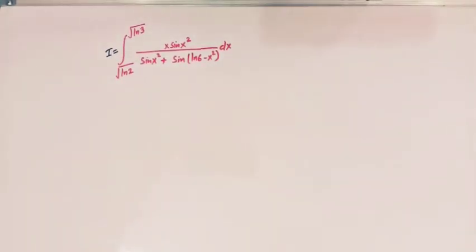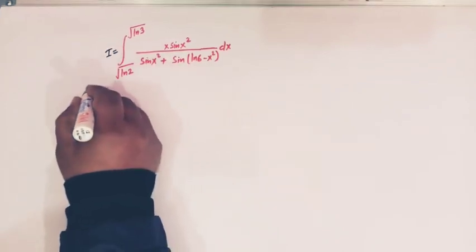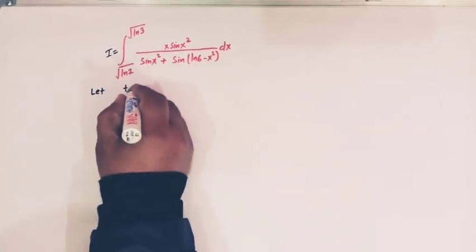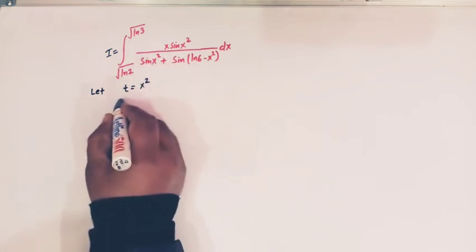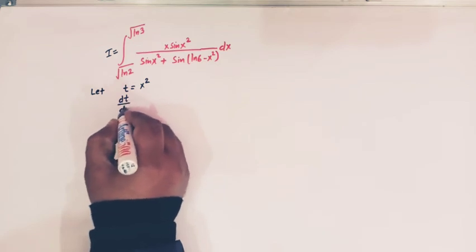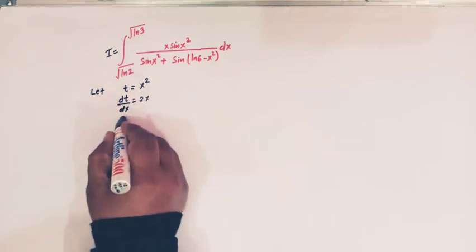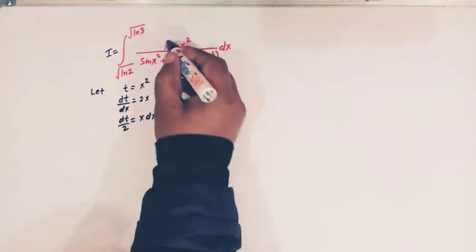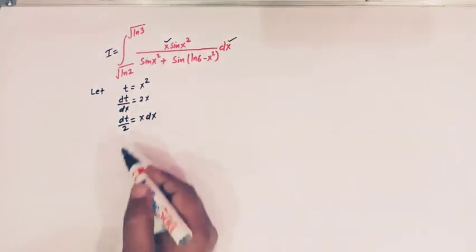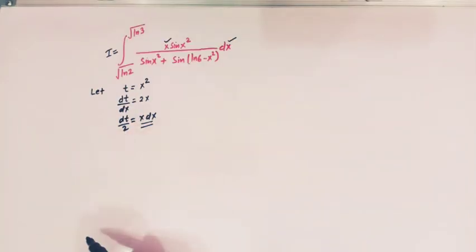We will solve this integral in some steps. First we make use of the method of substitution. Let t = x². Then dt/dx = 2x, so dt/2 = x dx. So for this x dx, we can write dt/2.